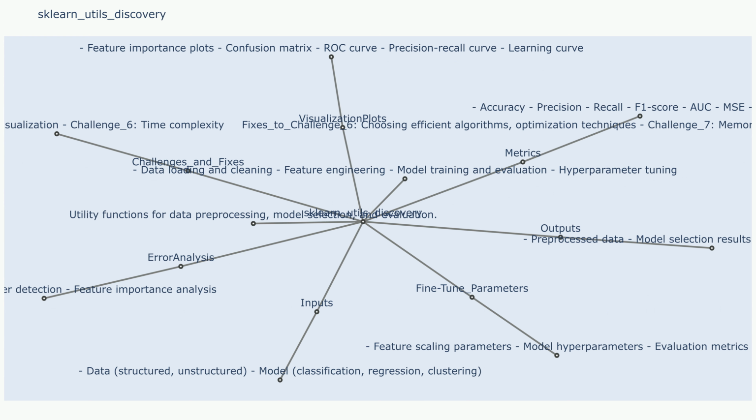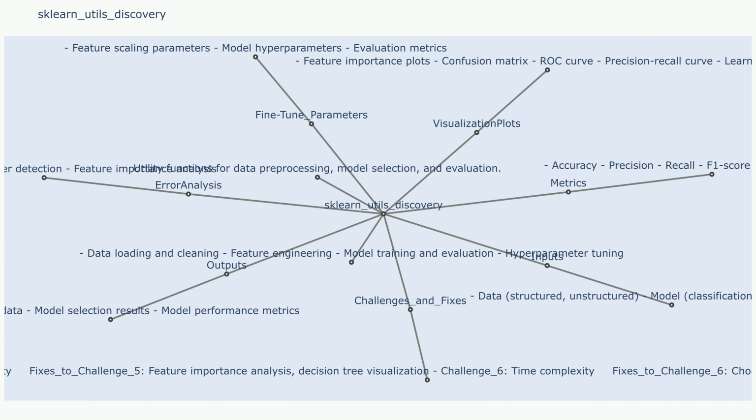Challenge 2: High dimensionality. The dataset may have a large number of features, making it computationally expensive and potentially leading to overfitting. Sample use case that resulted in Challenge 2: a text classification dataset with a vocabulary of millions of words. Fixes to Challenge 2: use dimensionality reduction techniques like principal component analysis, PCA, or feature selection methods to reduce the number of features.